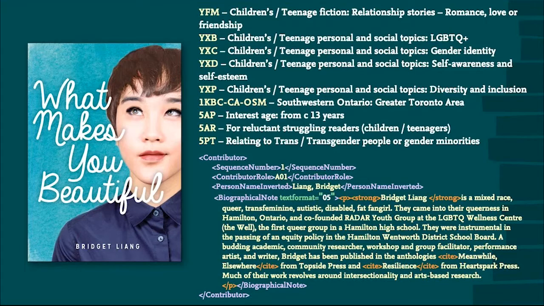This is a high-low title, has a higher interest age, lower reading age. A very, very important qualifier in Thema, this 5AR, for titles that are for reluctant readers, particularly when we're highlighting a topic for a marginalized group. Finding that combination for younger readers who may feel excluded for different reasons from reading other books. And we have a qualifier, 5PT, relating to transgender people or gender minorities.